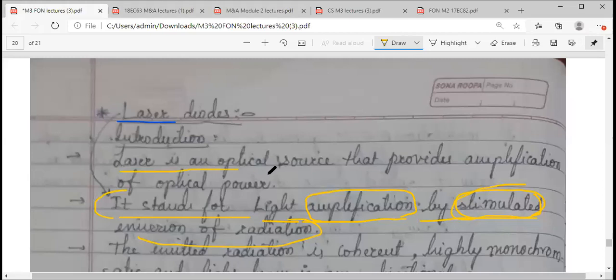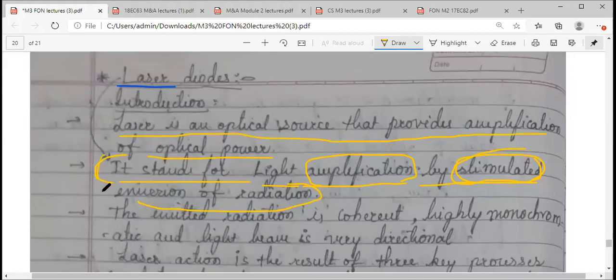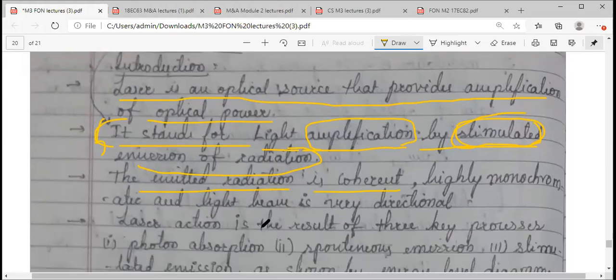So laser is an optical source which provides amplification of the optical power, and we have seen the long form of the acronym. The emitted radiation in case of laser is coherent, that is important. Whatever output you get, the parameters will be same, and it is highly monochromatic, and the light beam is very much directional. You must have seen small laser beams used as a pointer, right? It is very highly directional.